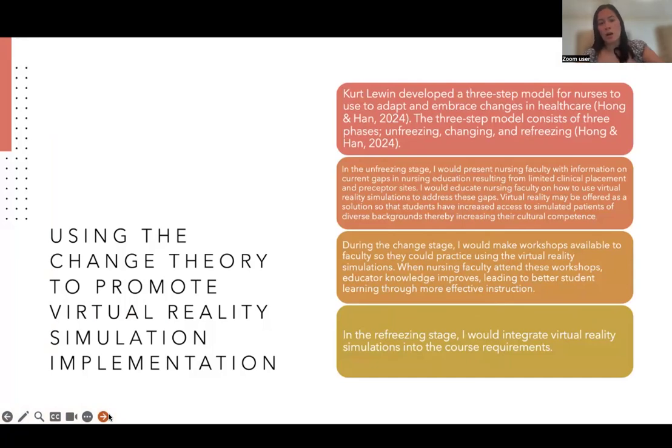And lastly, Kurt Lewin developed the change theory to promote changes in healthcare. We could use this theory to implement the use of virtual reality in nursing schools. In the unfreezing stage, I would present information to nurse educators on the gaps that we have in nursing education due to limited clinical placement sites.